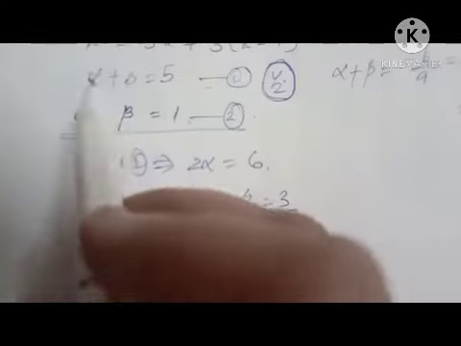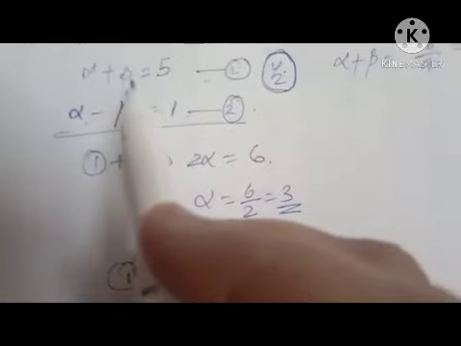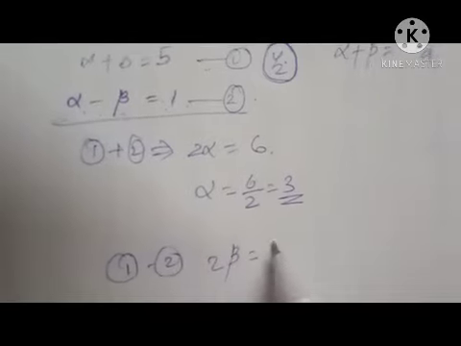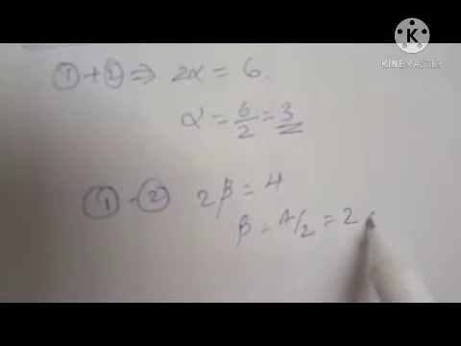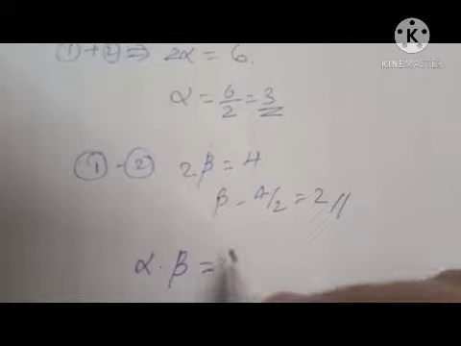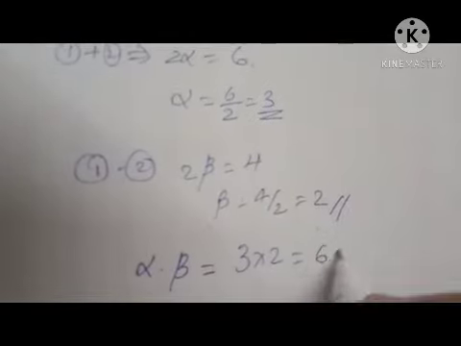Then when we subtract these two, what will we get? Alpha minus alpha will be 0. Beta minus negative beta will be 2 beta equals 5 minus 1, which is 4. So beta equals 4 by 2, that is 2. But here we have to find the value of k. So what is alpha beta? Alpha beta should be equal to 3 into 2. Here we got the values, so 3 into 2 is 6.